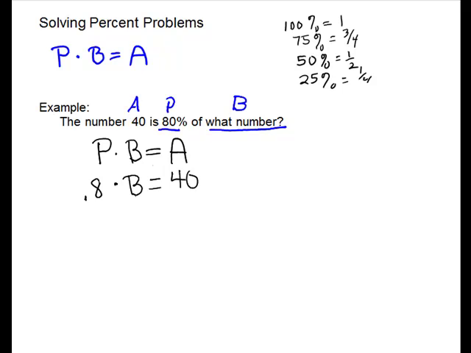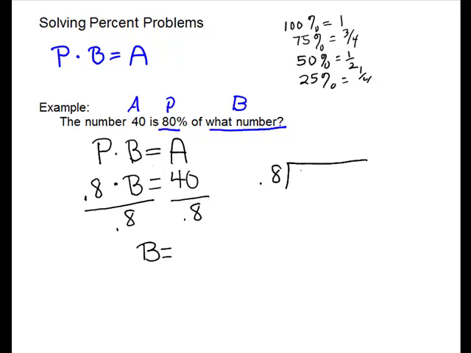So we want to isolate the B. We will divide on both sides by 0.8. This will give us just B on the left. On the right-hand side, we're going to divide that out. If you're allowed to use a calculator, this will be easy. Just remember, punch it in top to bottom, 40 divided by 0.8. But you also need to know how to do it by hand.